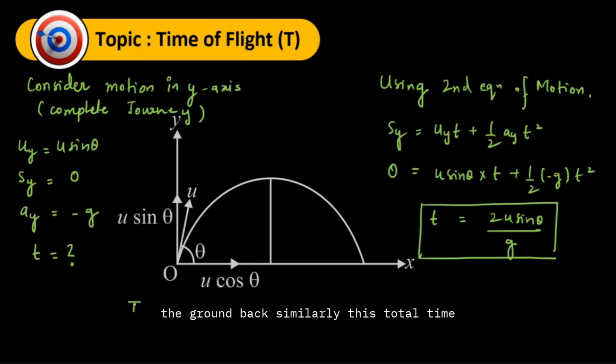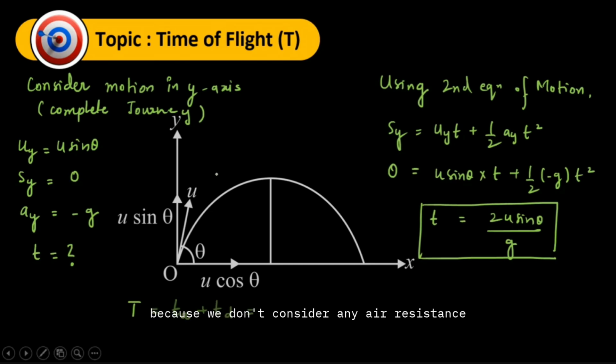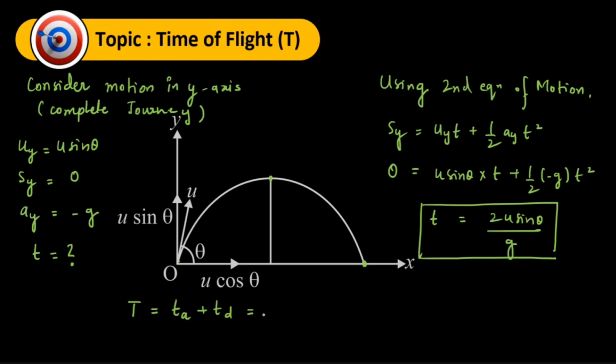Similarly, this total time is always equal to time of ascent plus time of descent, which is always equal for any projectile. We are going to learn why it is always equal, because we don't consider any air resistance in this particular case. Air resistance is negligible, we can say, and when there is no air resistance, the time a projectile will take to go from this point to this point and from this point to come back on the ground, it is always equal.